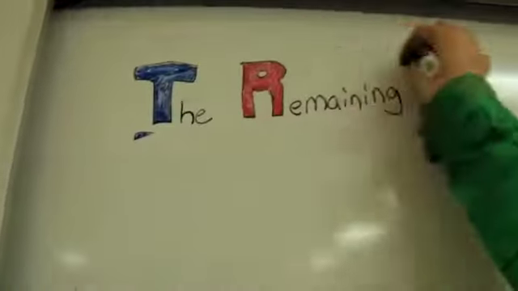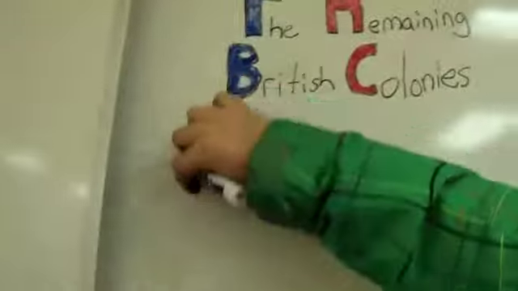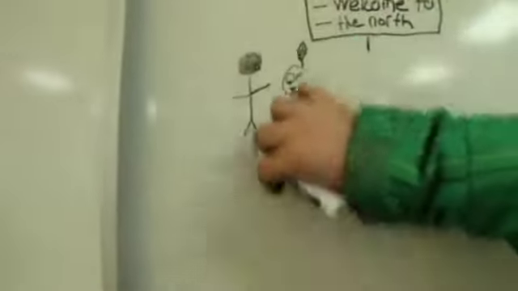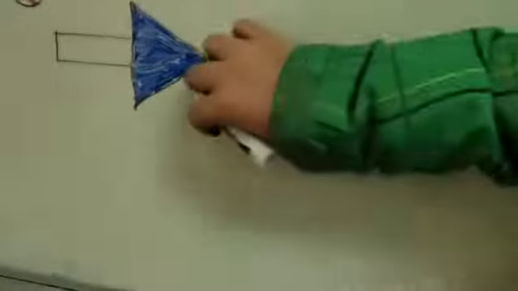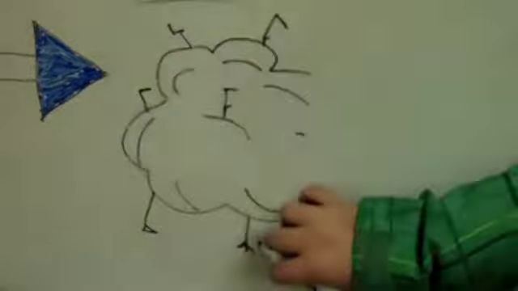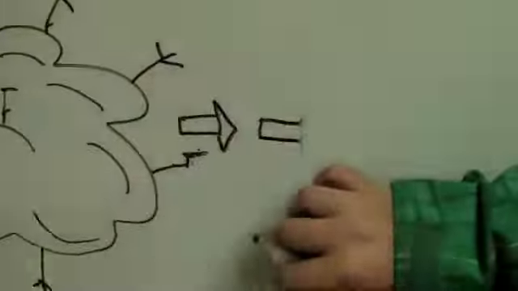The remaining British colonies. After 1783, the British made serious efforts to build up the remaining British colonies. They welcomed First Nations and Black Loyalists to the north. French Canadians disliked the British rule, and the Dominion of Canada would not be formed until 1867.